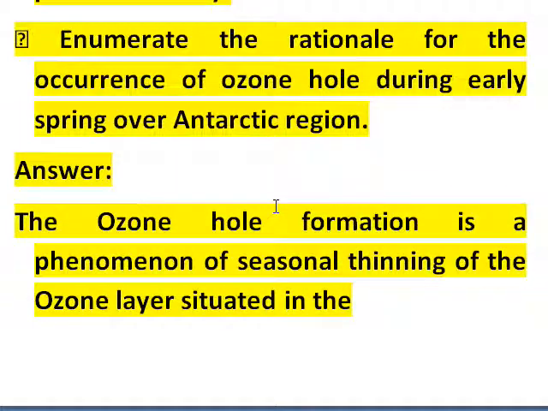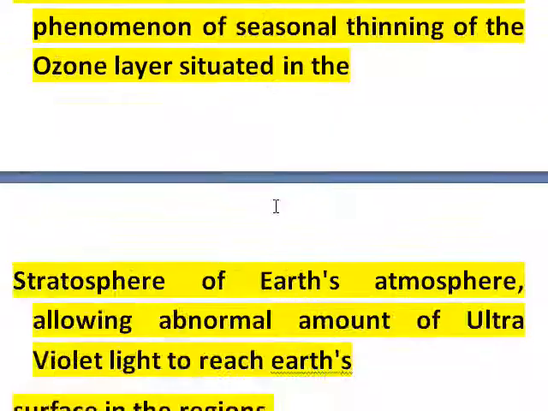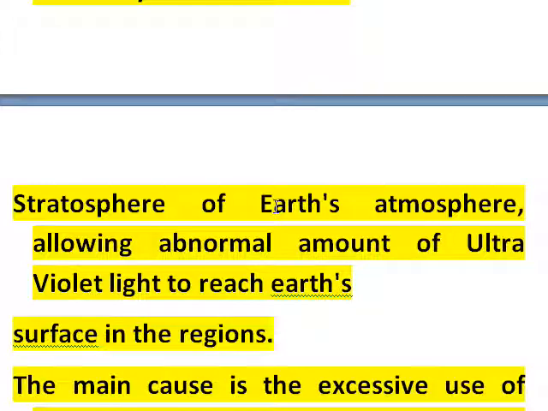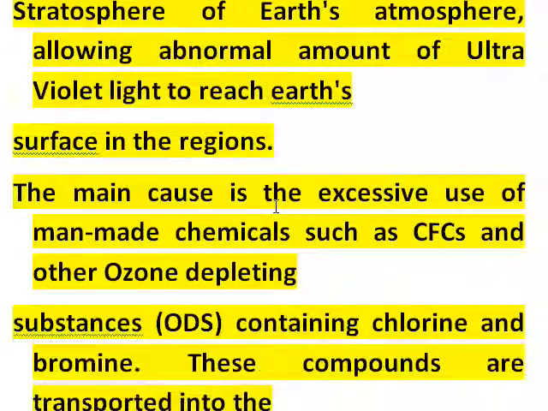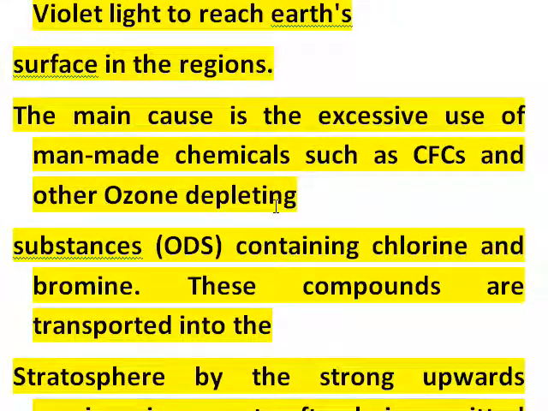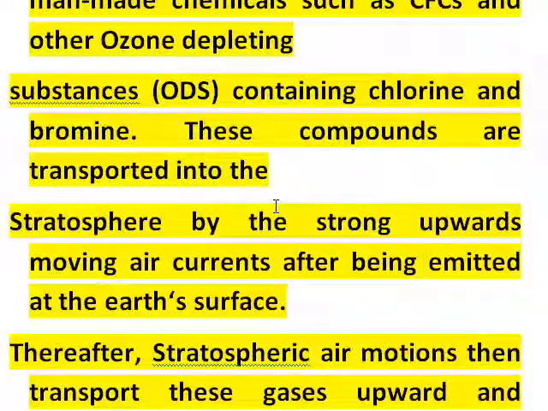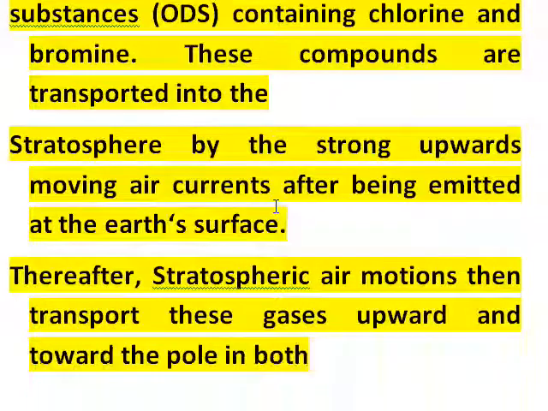Answer. Ozone hole formation is a phenomenon of seasonal thinning of the ozone layer situated in the stratosphere of the atmosphere, allowing an abnormal amount of ultraviolet light to reach Earth's surface in these regions. The main cause is the excessive use of man-made chemicals such as CFCs and other ozone depleting substances, containing chlorine and bromine. These compounds are transported into the stratosphere by strong upward moving air currents after being emitted at the Earth's surface.